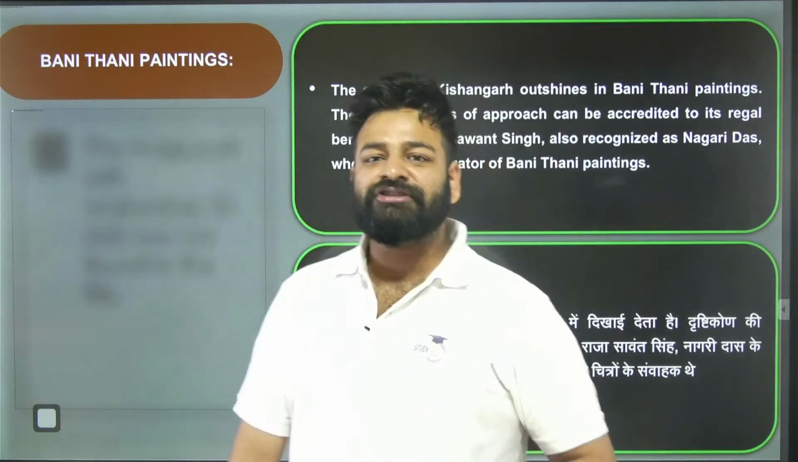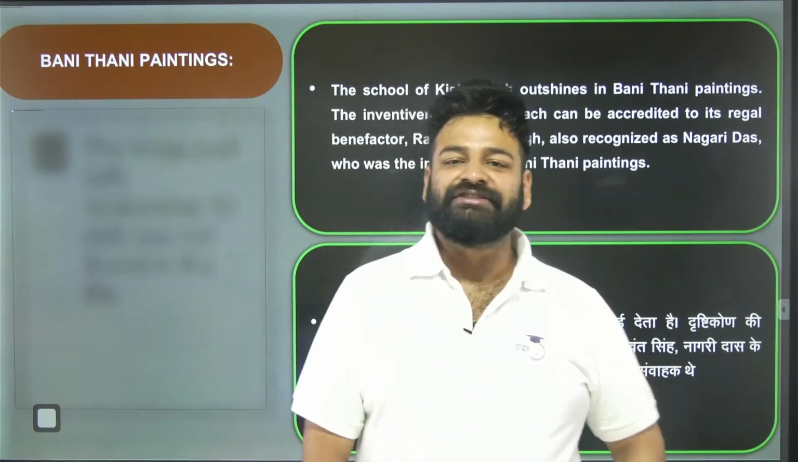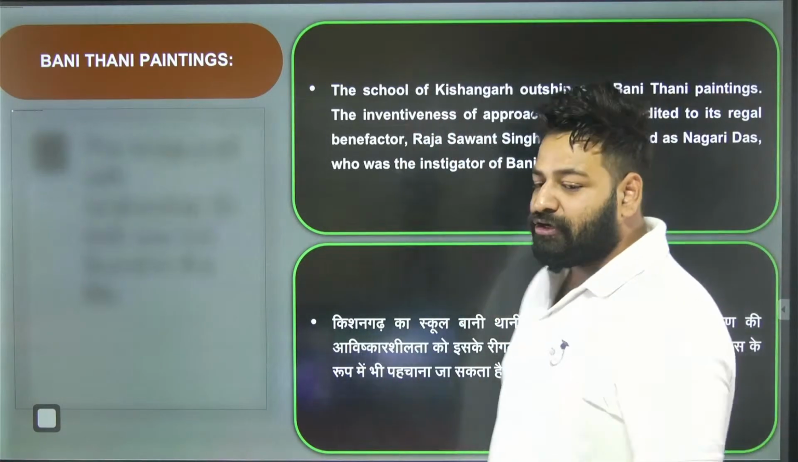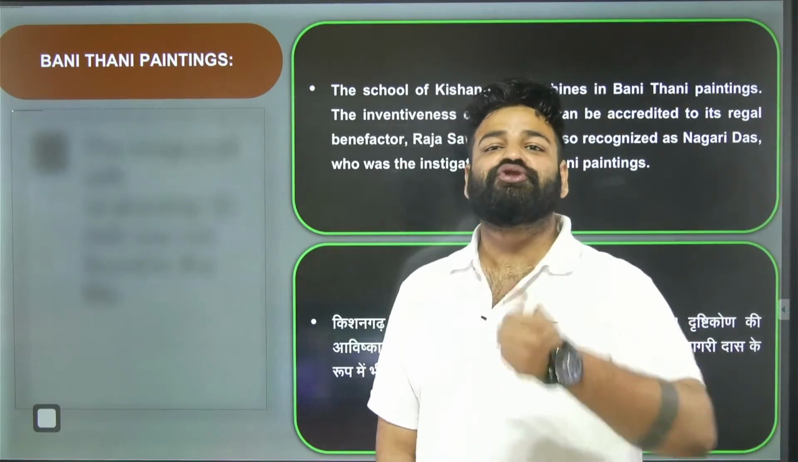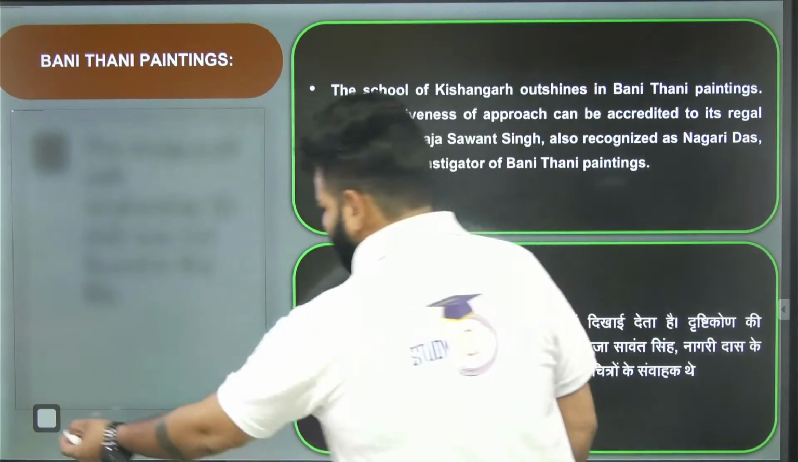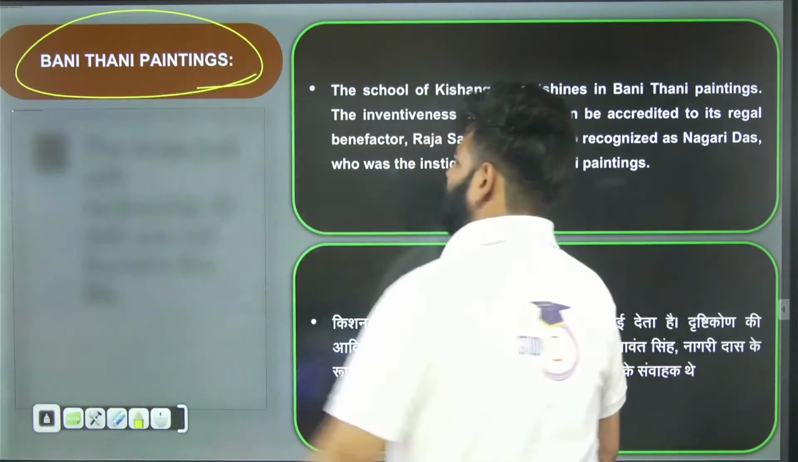Okay, so there was a separate ruler from Kishangarh only, that is Raja Savant Singh, as the name is mentioned here. So he started a different school of Indian miniatures. And what is this different school of Indian miniatures? It is known as Bani Thani.